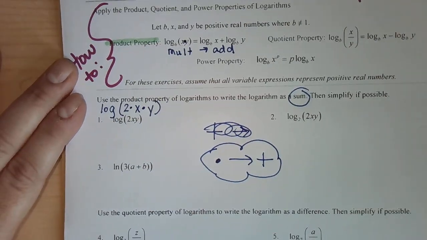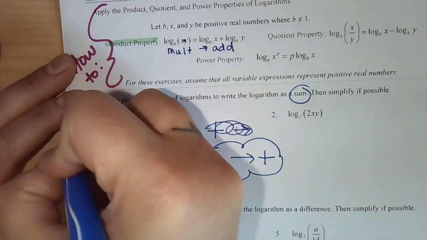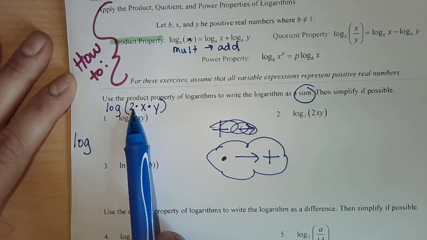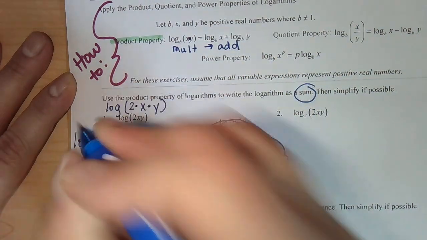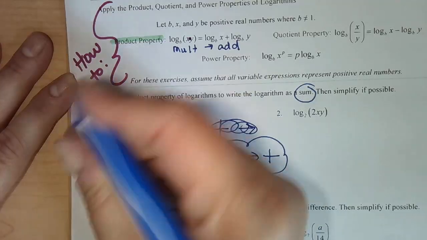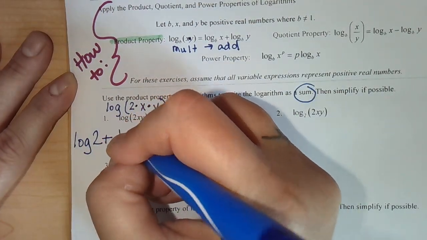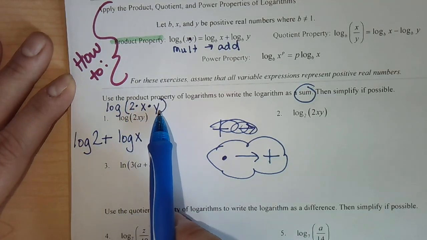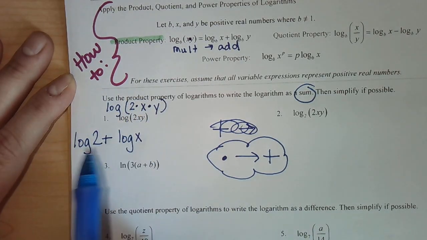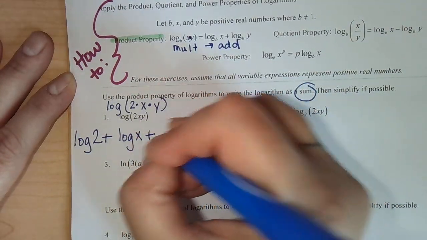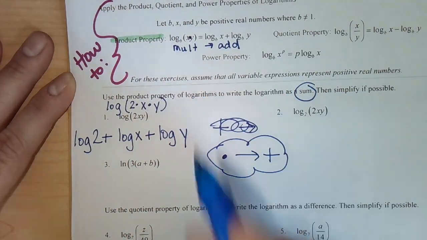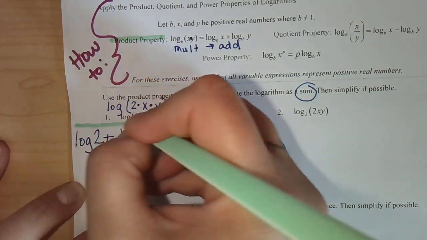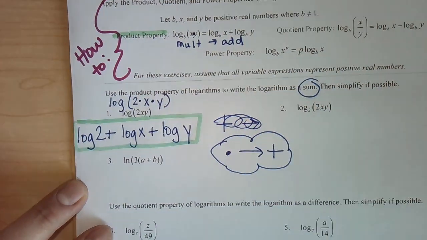So let's go. I'm going to have you start off with a log, and then you read it left to right. So the first thing I see on my left is a 2, so I'm going to write a 2. Then that multiply dot goes to a plus sign. Then you keep going, log x. It's kind of like you distribute that log to everything in the parentheses, but the multiply goes to a plus. Okay. And then distribute that log to the y, so log y, but the multiply goes to a plus. And hey, we just expanded this, or we wrote this log as a sum.